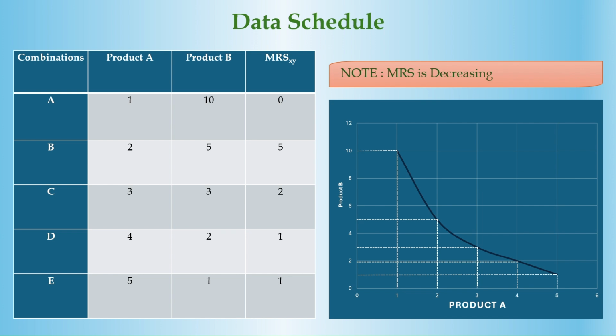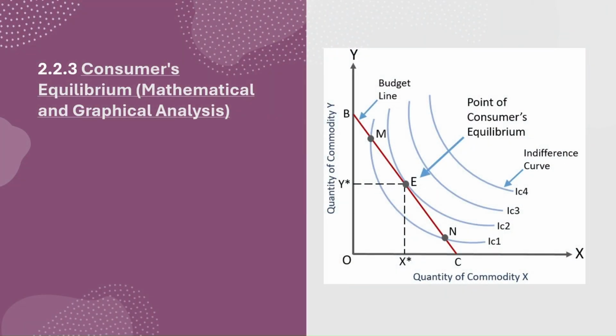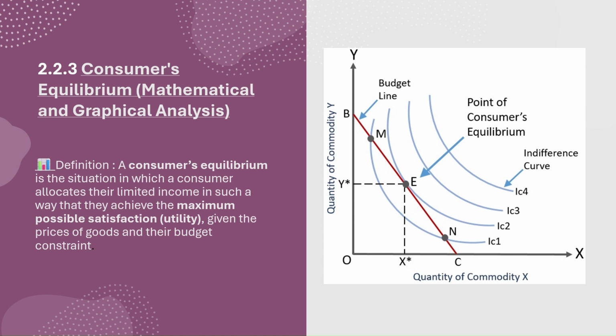Product B, combination B, C, D, E, the MRS is continuously decreasing, and this is the diminishing MRS. And today our next topic is consumer's equilibrium. We'll see a mathematical and graphical analysis. What is a consumer's equilibrium actually?